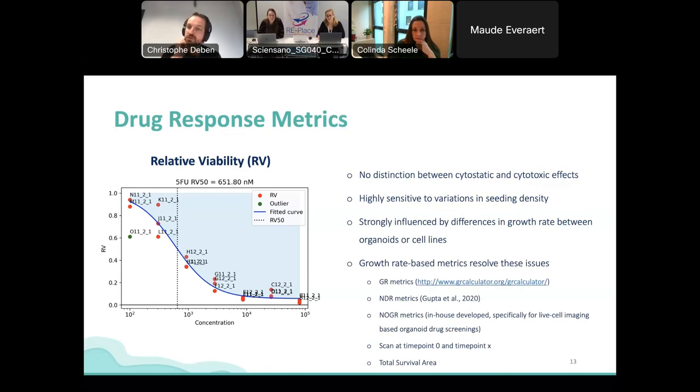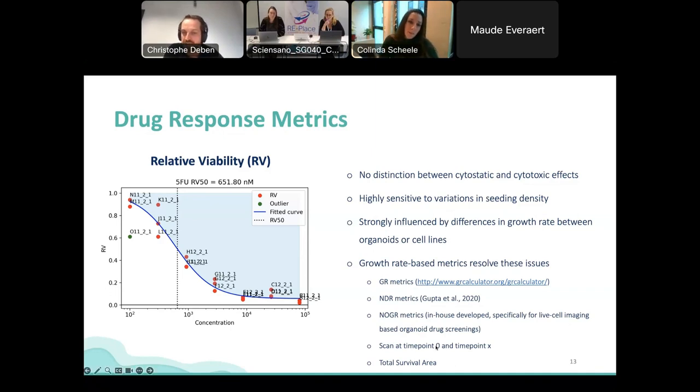So that's why growth rate metrics have been established by other people, for example, Hafner et al. and Gupta et al., where they actually use the growth rates of these cancer cell lines or organoids to quantify differences in therapy response. And we applied these metrics, so the GR metric, the NDR metric, in-house, which were actually developed for 2D cell lines. But when we gathered a lot of data, we saw that they were not really adequate for our application. So we developed our own drug response metric, the NOGR metric, or the normalized organoid growth rate.